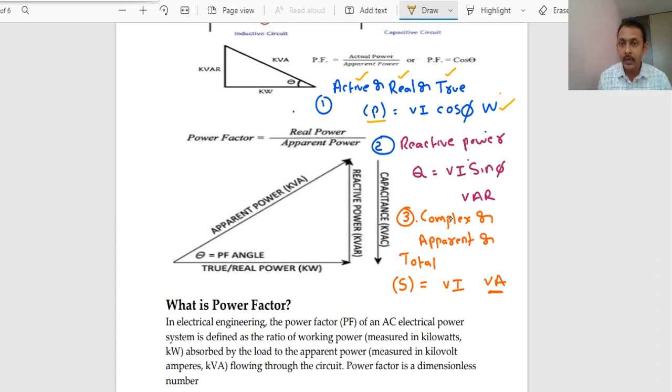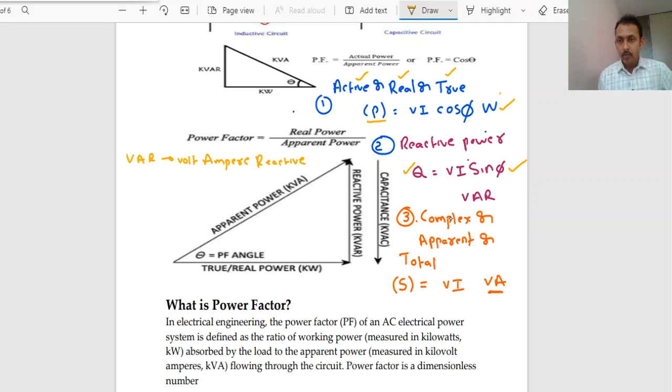Similarly, reactive power is denoted with the letter Q, and it is given by the formula VI sin phi. The units are volt ampere reactive. VAR indicates volt ampere reactive. This is also a unit for power, but that is for reactive power.